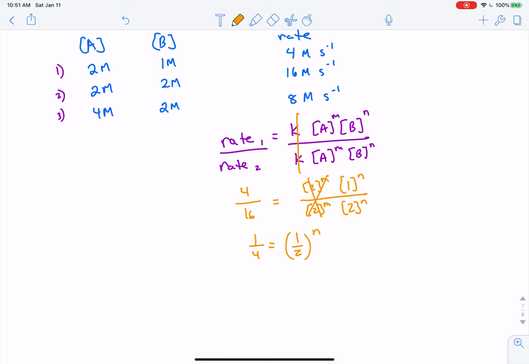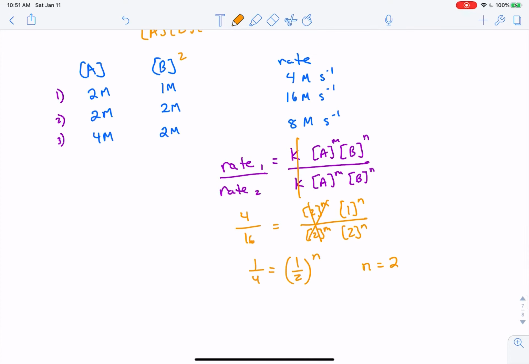Does everyone see how I got there? Yeah. I plugged in numbers, things that are the same cancel out. I should be left with one variable. At this point, it should be pretty straightforward because n must be what? 2. So b is second order, it's second order with respect to b. Okay.